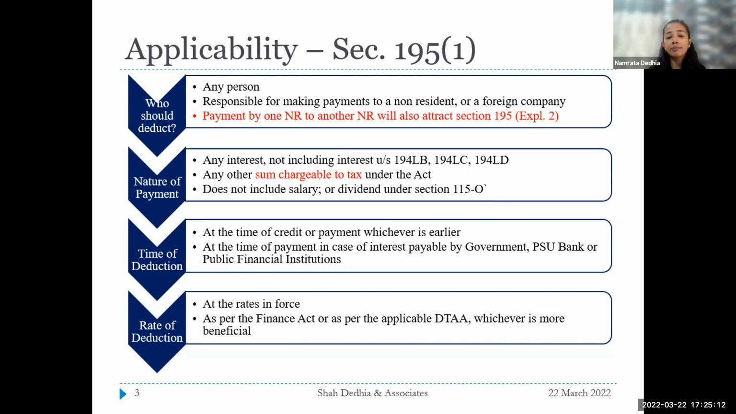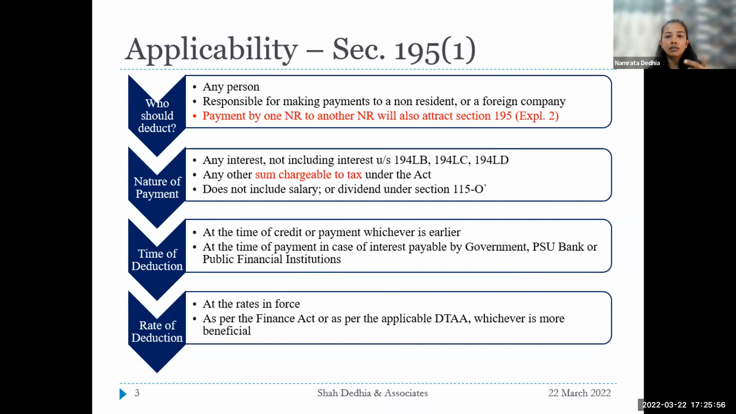Versus that, you could have other payments to non-residents, such as probably a director sitting fees, or maybe an amount which does not fall under fees for technical services, but is rather a professional fee, which is more of a business payment or a professional payment to the non-resident. Now, in those cases, you do not have a fixed rate of tax which is prescribed under the Act, and you will have to then look at what will be the taxability of that amount, whether it is a gross basis taxation or a net basis taxation, and at what rate, and accordingly determine the rate of deduction.